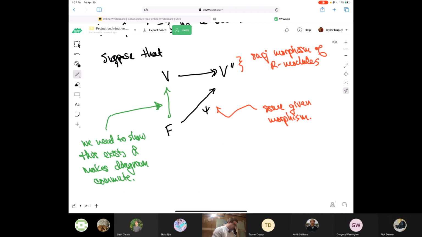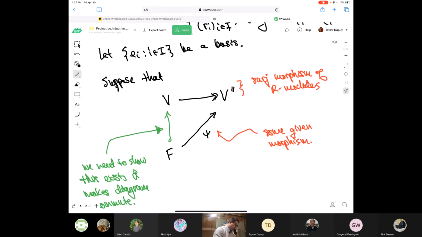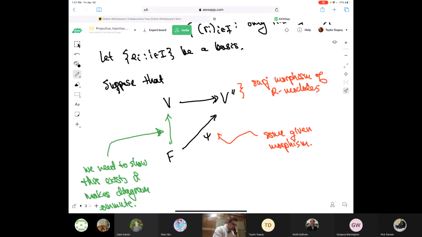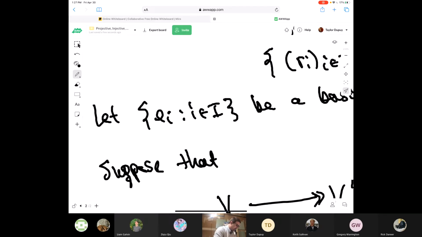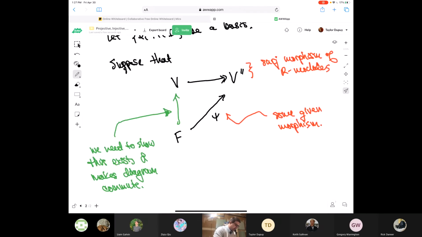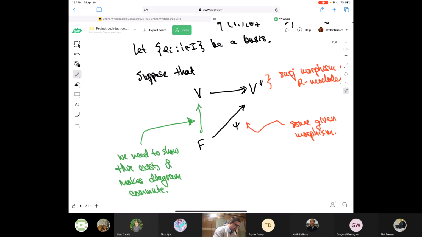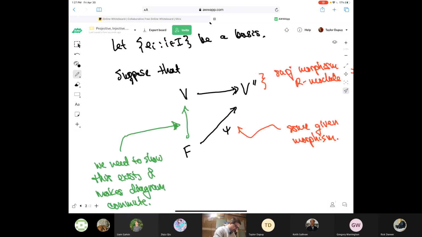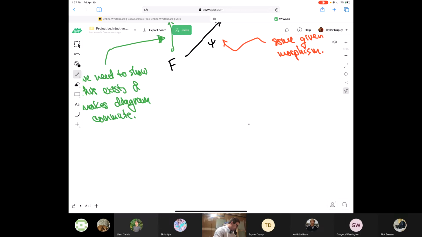This is pretty easy because we have basis vectors. What we're going to do is look at the image of the basis vectors. We look at the image of these guys, and they go to something here. But because the map is surjective, we can find guys in V that map to the things that the basis vectors map to. And that's what's going to allow us to define the map, the vertical green map. Let me write that down.